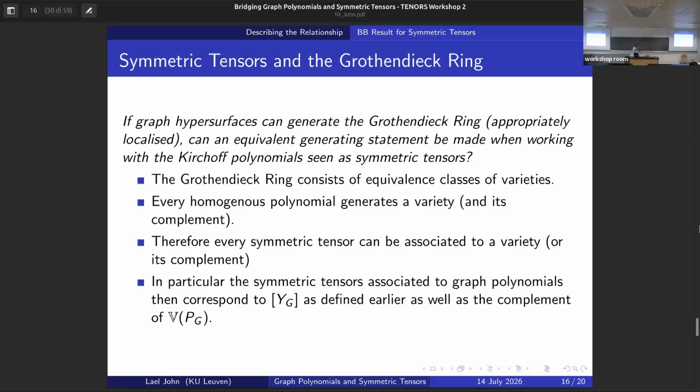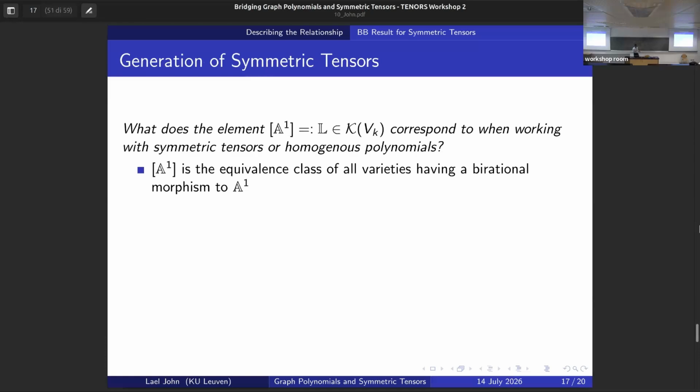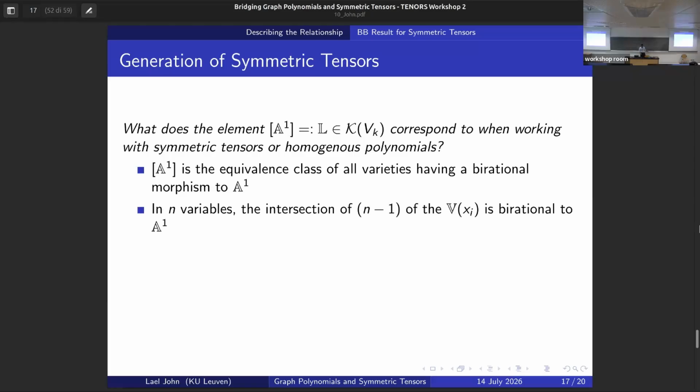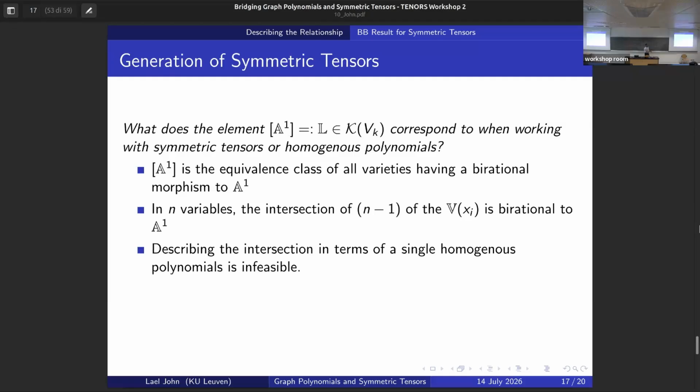The question then becomes, is there an element similar to A1 in the symmetric tensors, under this isomorphism that I have between these classes? And it turns out, no, I don't have an exact relationship. I don't have an exact mapping of the equivalence classes that I find, because I need more than one polynomial. I need to define the intersection of more than one polynomial, and that's not a notion that's well established in these two settings.